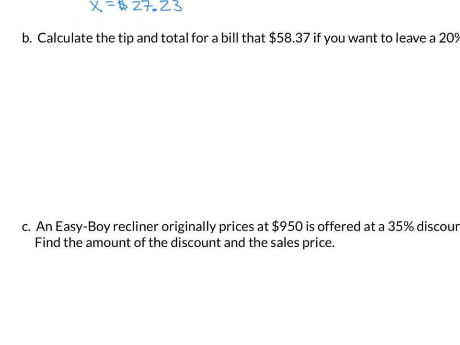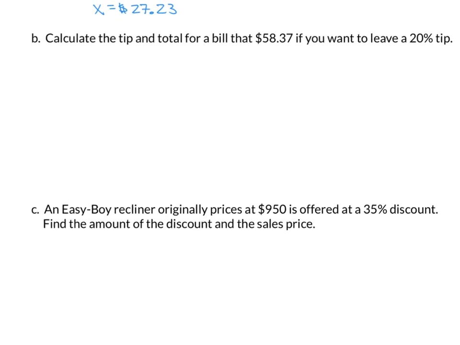Let's look at example B. Example B says calculate the tip and total for a bill that is $58.37 if you want to leave a 20% tip. Now, keep in mind, we're going to leave a flat 20% tip, no rounding to the nearest dollar like we would do in the real world. You won't get full credit for that on your homework. So, tip is similar to sales tax. We're going to do the exact same thing.